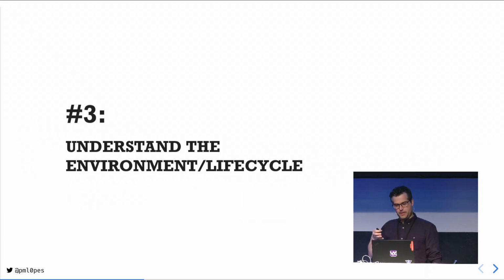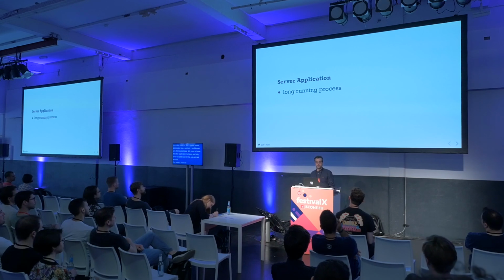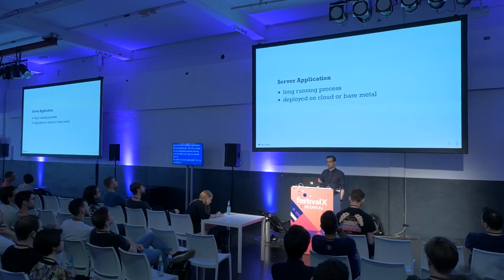So a typical server application has a well-known set of characteristics. We need to know how the application behaves, and only once we understand that can we talk about it. So what is a server application? My definition of a server application is a long-running process. It should be deployed on a cloud or on bare metal, and it should be attached to a fast network. Otherwise, the network becomes your bottleneck. And of course, it should have enough CPU and memory, so your application is not constrained by your hardware.